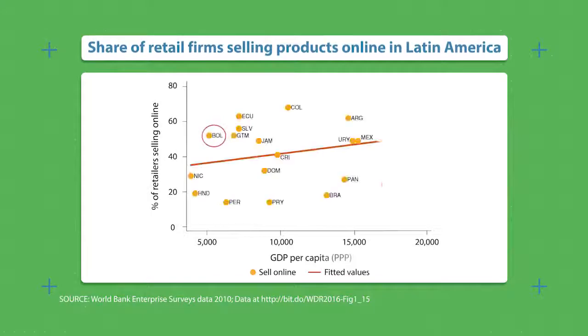The share of retail firms that sell their products online varies substantially across Latin American countries with a similar GDP per capita. In Bolivia, 52% of all firms with at least 5 employees in the retail sector sold their products online in 2010. Peru had a slightly higher GDP per capita in 2010, but only 13% of retail firms with at least 5 employees sold online.